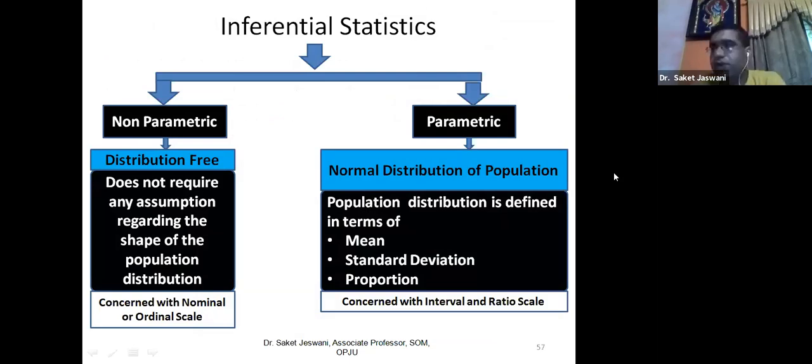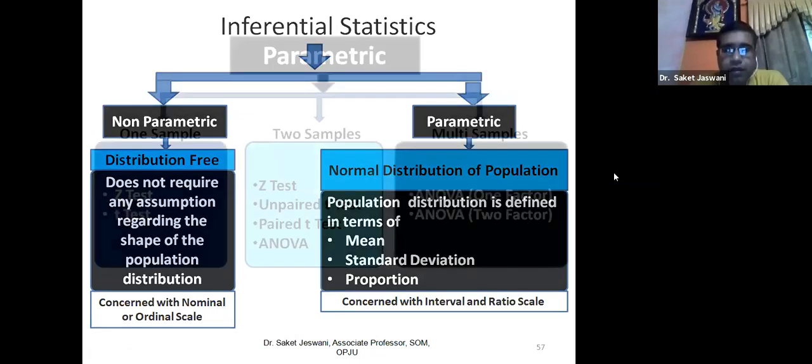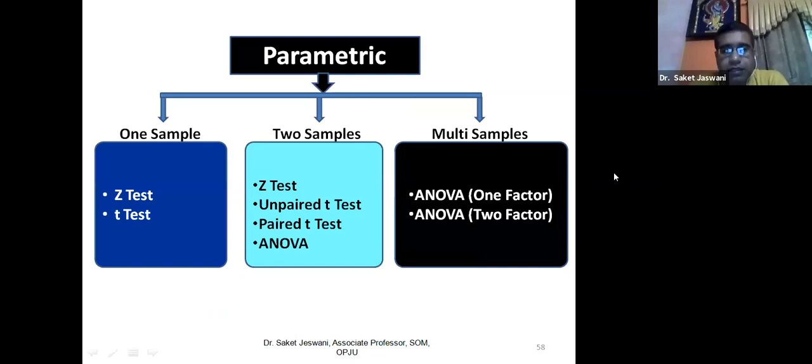When you are talking about normality, if your data is normal, and you have collected data in interval and ratio scale, you can use parametric test. So parametric test for one sample: Z-test, T-test. Two samples: Z-test, unpaired T-test, paired T-test, and ANOVA is used. For multiple samples, one factor ANOVA and two factor ANOVA is used.